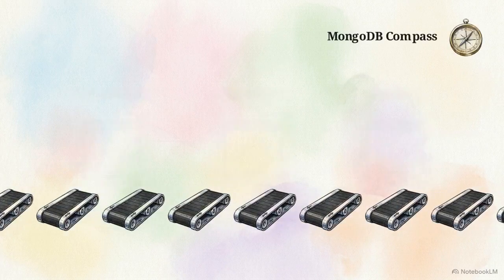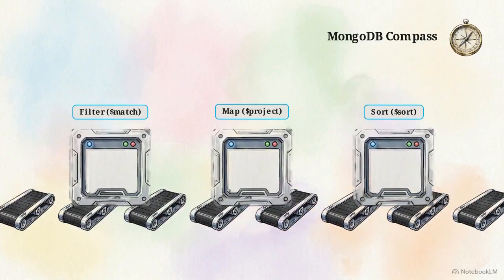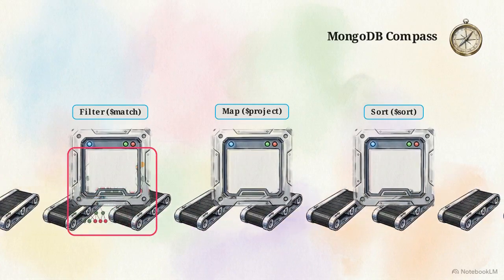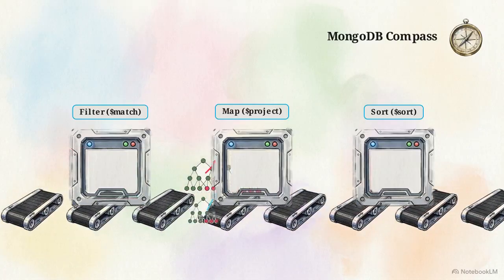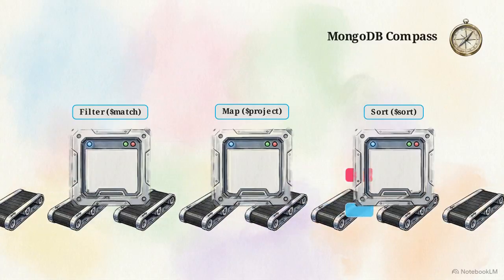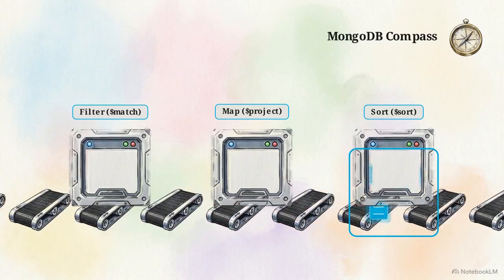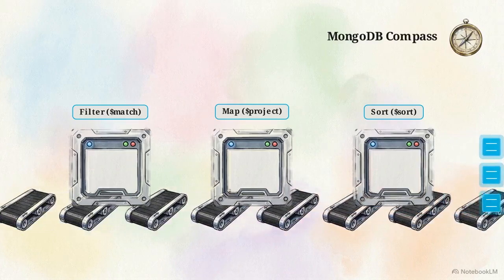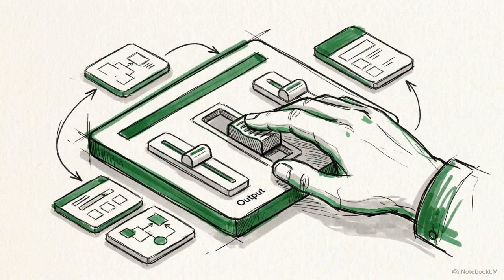Compass features an aggregation pipeline builder. Think of it as a visual conveyor belt, passing abstract data blocks through sequential filtering, mapping, and sorting gates. Engineers can preview multi-stage transformations step by step, generating a clean, uniform dataset without writing nested code. By translating schemaless data into a visible, drag-and-drop workflow, Compass solves the document problem.